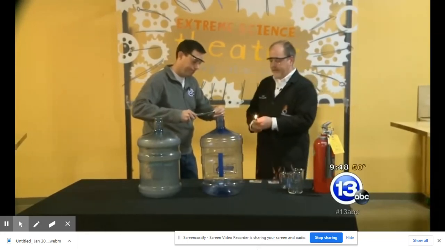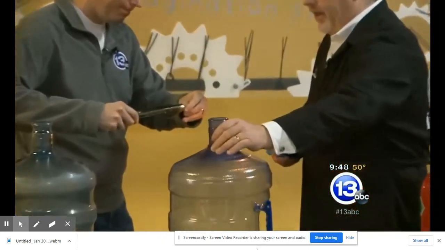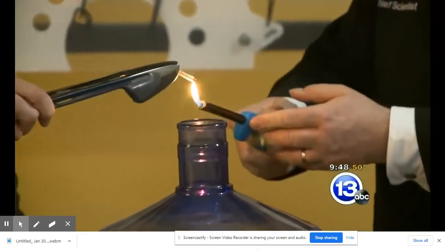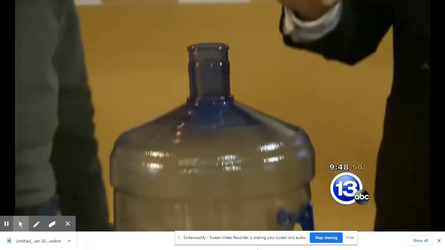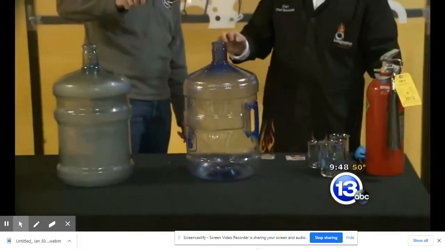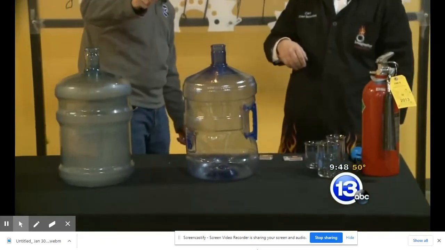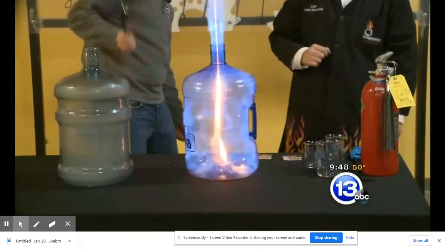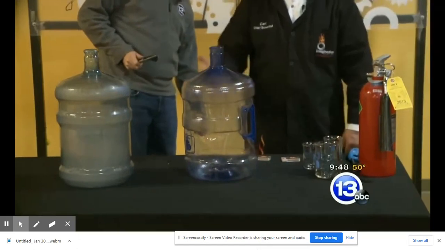We're going to get them lit. And then we'll drop these into our flammable mixture. Same way. Let them burn for a couple seconds here. And, okay, I think we're ready. Go ahead and drop it in. Here we go. 3, 2, 1. Okay, we've got some nice oscillation there.